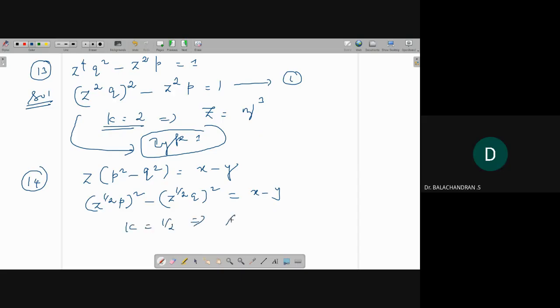This implies what is capital Z? Z power 1 minus K. What comes for z power 1 minus K? Z power half. Is it 1 minus K or 1 plus K? 1 plus K, sir. So 1 plus K comes to 3 by 2.